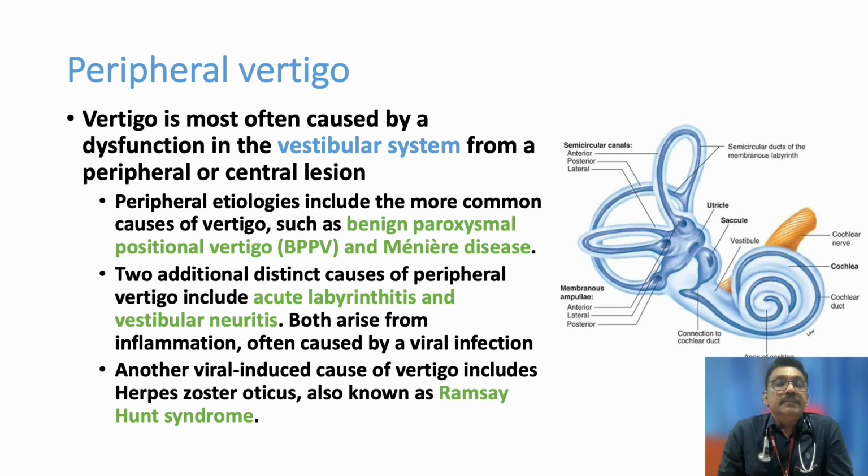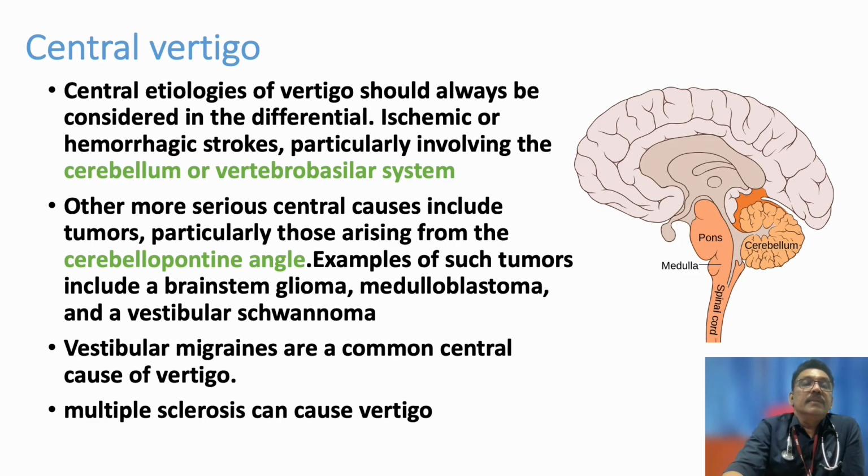Another important condition is herpes zoster oticus or Ramsay-Hunt syndrome. That is a rare condition. Here the patient can have skin lesions over the ear and pinna.